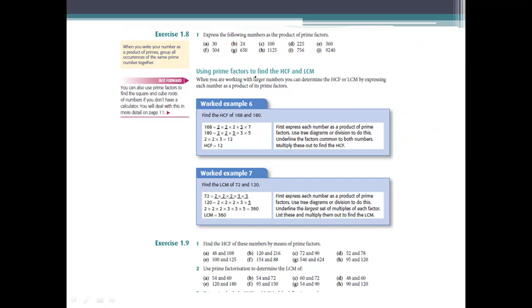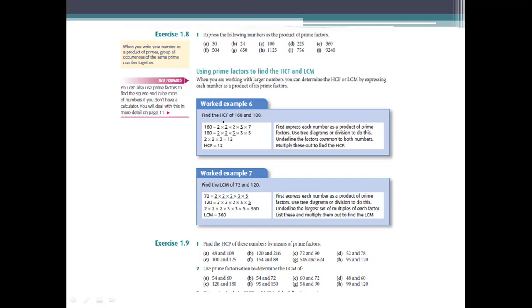Okay, using prime factors to find the HCF and LCM. When you are working with larger numbers, you can determine the HCF and LCM by expressing each number as a product of its prime factors. Let's read it, okay? You can also use prime factors to find square and cube roots of numbers if you don't have a calculator. We will deal with these in more detail on page 11.